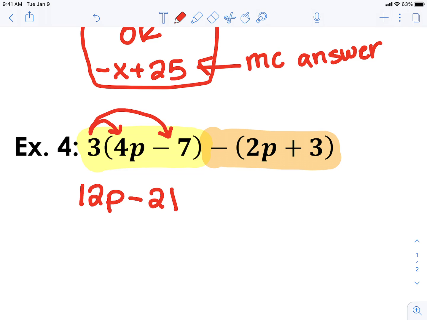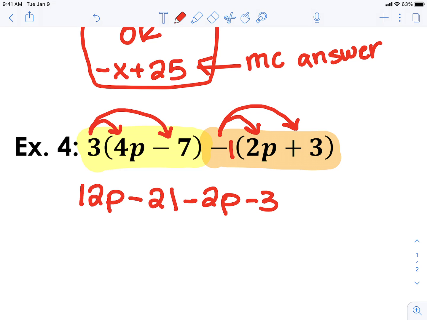Okay, so again, we have that negative. Remember, it's a negative 1. And I'm going to take negative 1 times 2p. I get a negative 2p. Negative 1 times 3 is a negative 3.